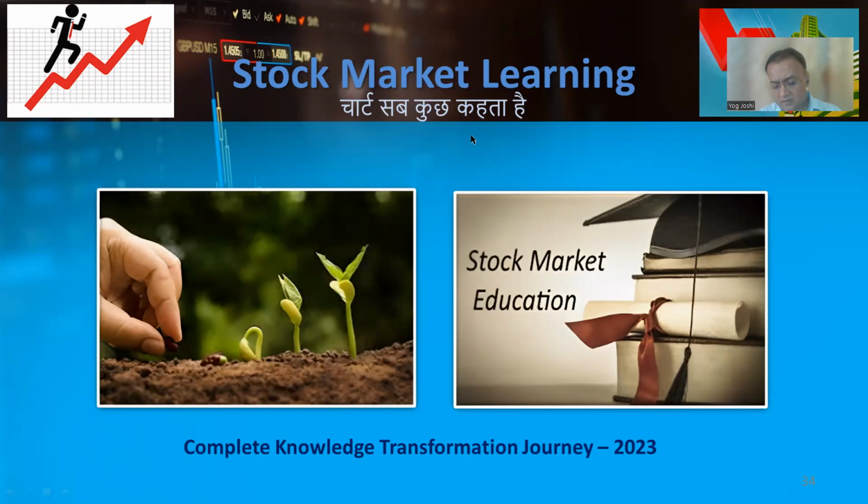Start from today to make yourself Aatma Nirbhar. It means self-dependent. You are not dependent on other advice or other recommendations. You are supposed to analyze what the chart tells you, what the greed, fear, sentiment, and psychology behind the candlestick patterns and chart patterns are, and what they indicate, whether it's going in the upward direction or the downside direction. So this is a complete knowledge transformation journey.